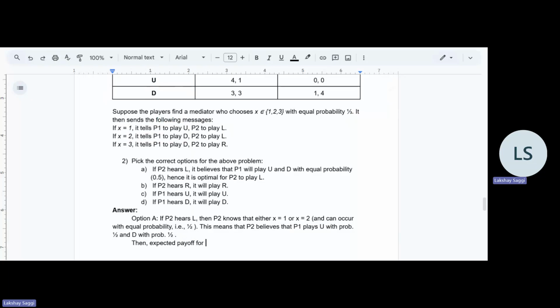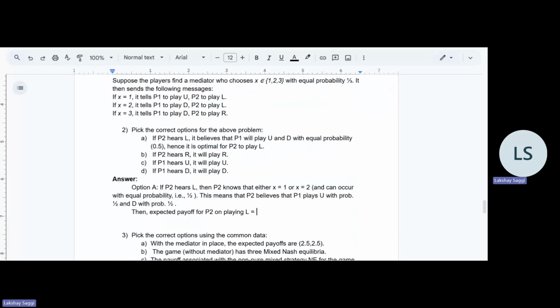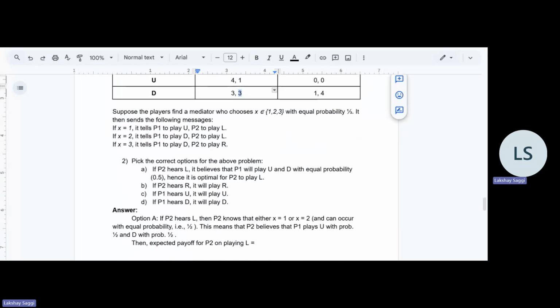Then the expected payoff for P2 on playing. So P2 has two choices. P2 can play L or P2 can play R. So on playing L, what's the expected payoff for P2? P2 believes both of these events occur with equal probabilities of half and half. So if P2 plays L, then the payoff for P2 will be half times 1 plus half times 3, half times 1 plus 3, which is actually just equal to 2.